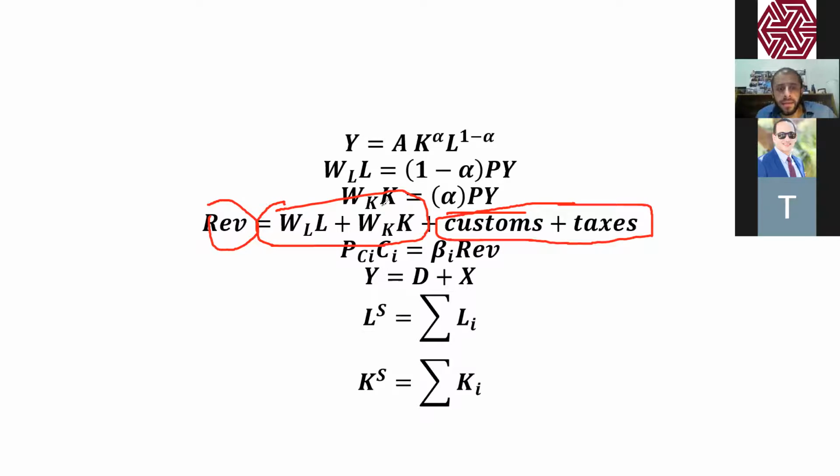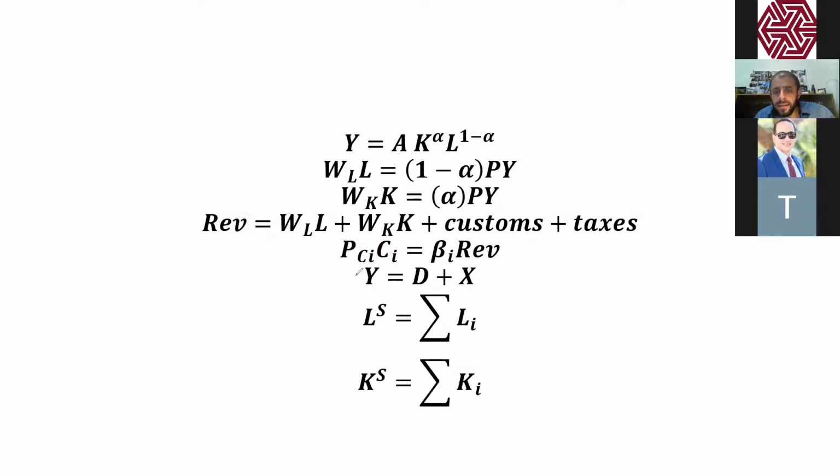Okay, and then this equation is identical to the last one that we had, where here we have the demand function, where beta i represents the share of consumption of each good in total revenue. That's total revenue. And here we have the price of the good multiplied by the consumption, right? And then this equation is a new one. I'll come back to this later. Those two equations are the same, labor supply and capital supply, okay?